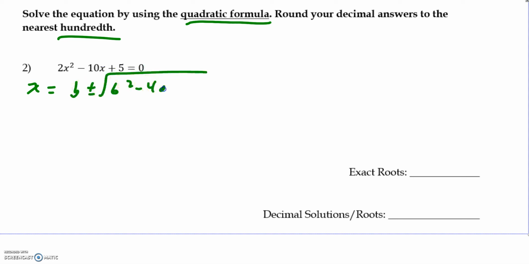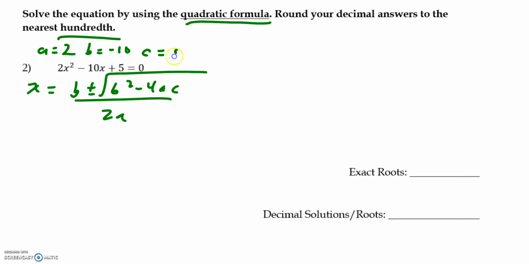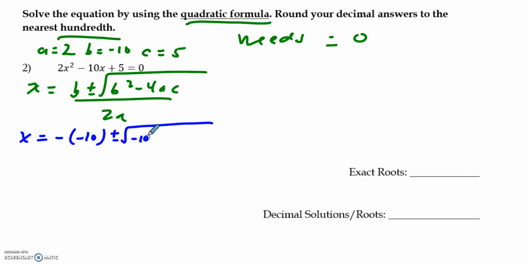So I'm going to write it here generally first. And in this case, the A term is 2, the B term is negative 10, and the C term is 5. I like the way this is formatted because in order to use the quadratic formula, it needs to be equal to 0, unlike completing the square. So now if I plug in what I know, I have x equals negative b plus or minus the square root of b squared minus 4 times 2 times 5 all over 2 times a, which is 2.